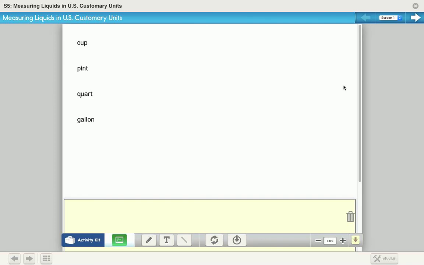So we've talked about lots of different ways that you can measure. We've talked about how to measure weight and how to measure volume. The other thing that we've used to measure liquids would have been milliliters and liters. This is just another way. These are the U.S. customary units. Liters and milliliters are used in some other countries, but in the United States, typically we use these to measure liquids.